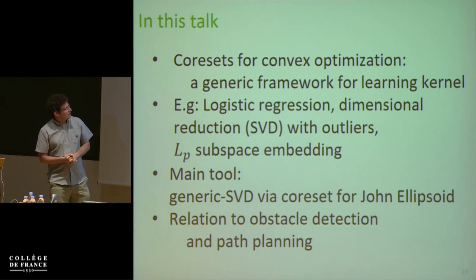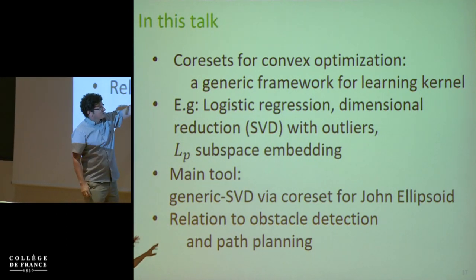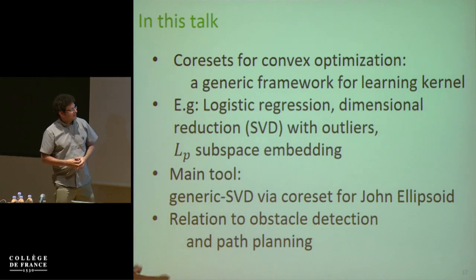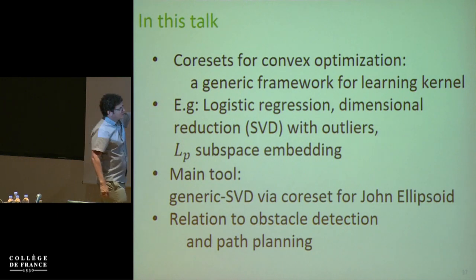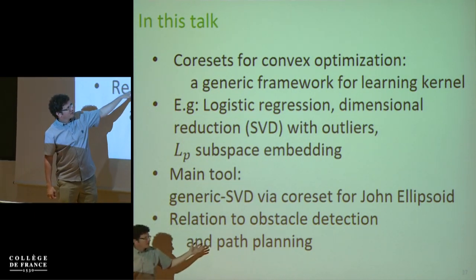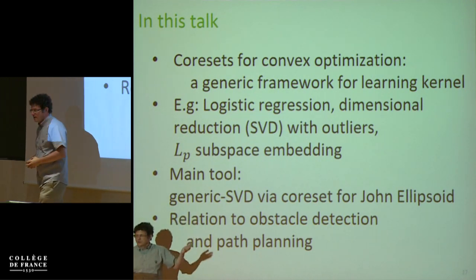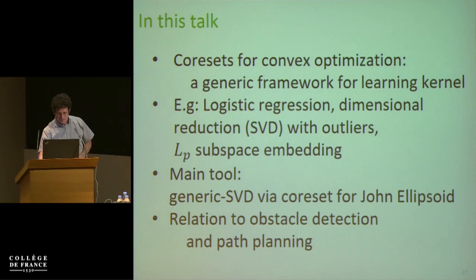And the main tool that I will present is a kind of generalization of SVD using core sets for a joint ellipsoid, which is also a classic technique from computational geometry. And then I see the relation to obstacle detection problems, which seems to have a totally different motivation, but essentially we actually got exactly the same problems there, and I tried to make this connection and show the different application.